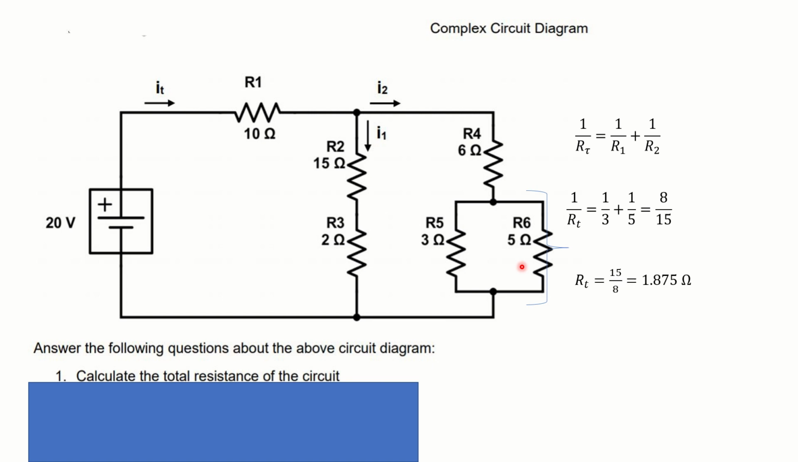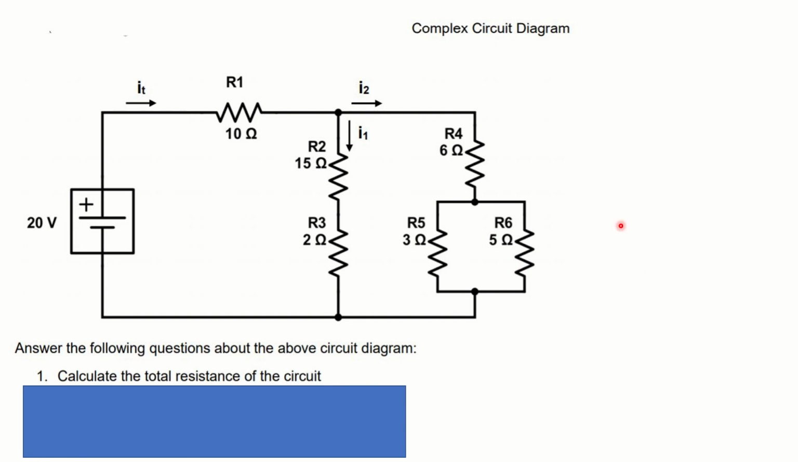We end up with 8/15, which as a decimal, and taking the inverse of, is 1.875. As you can see, I've added my 1/3 and 1/5, and then I've taken 1 over that. So that gives me 15/8, which is 1.875 ohms. Okay, so that is the total resistance of that one section right there.